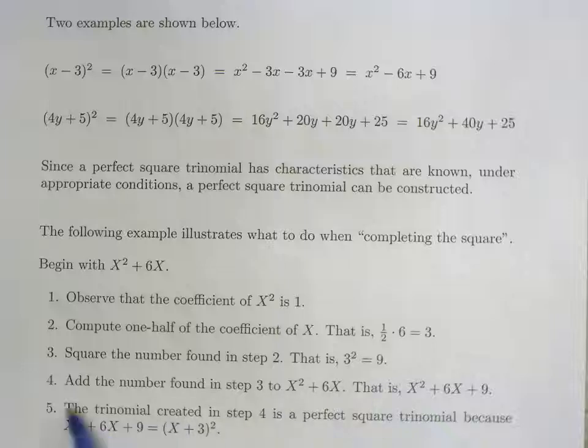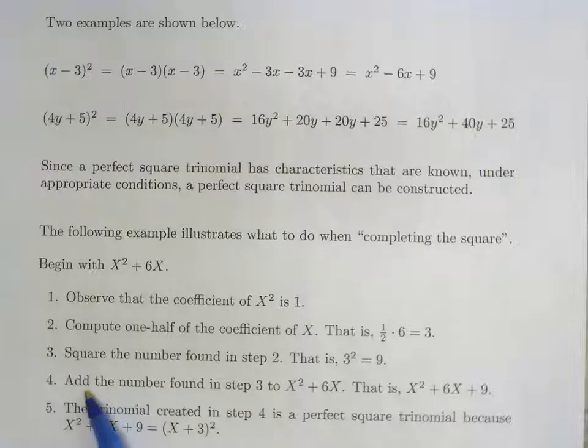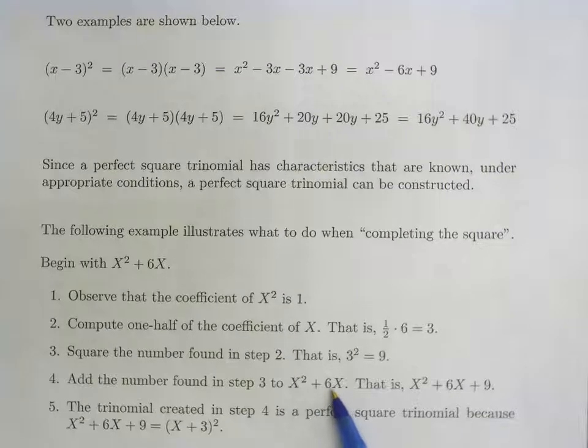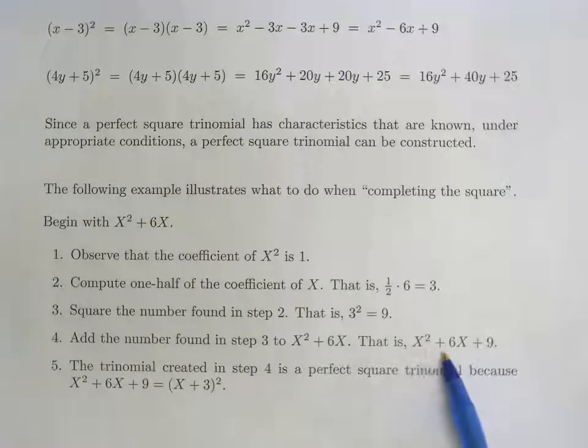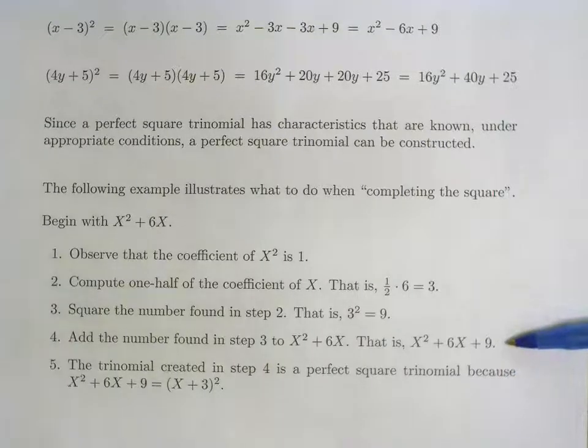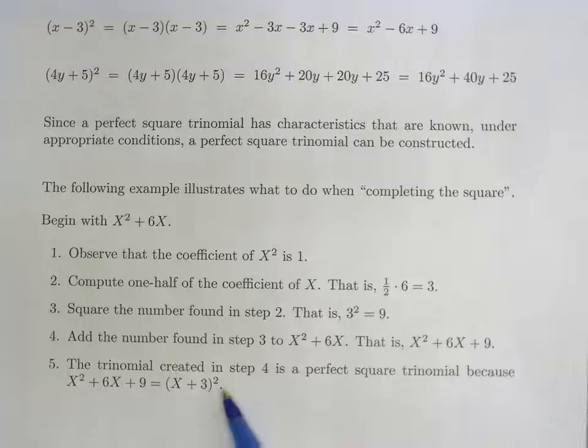And then we move to step 4. We add the number that we found in step 3 to the x squared plus 6x. When we add 9 to that, we get x to the second plus 6x plus 9. And x to the second plus 6x plus 9 is a perfect square trinomial. We know that it's a perfect square trinomial because when you factor it, the two factors are identical. And if two factors are identical, you can write it as a single binomial raised to the second power.